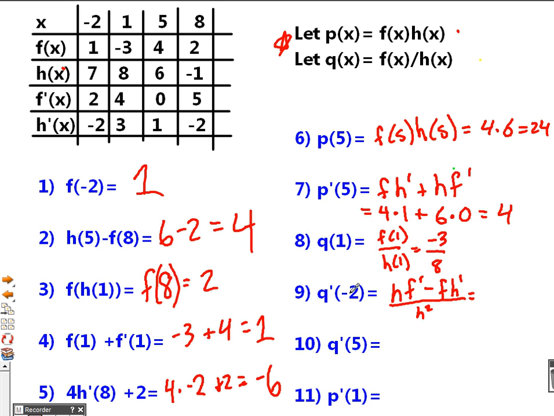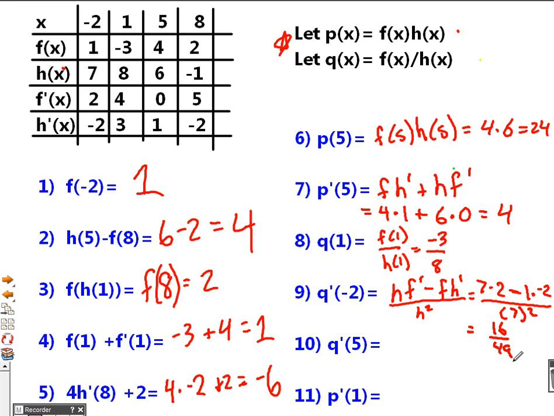So h of, in this case, negative 2. h of negative 2 is 7. f prime of negative 2 is 2. Minus high, so f of negative 2 is 1. And d low, h prime of negative 2 is negative 2. All over low squared, not h prime like I just did there by accident. h of negative 2 is 7, so it shouldn't be negative 2 squared, it should just be h squared, 7 squared. Okay, and you'll simplify that. You get 14 minus negative 2, so that's 16 on top, and 49 on the bottom, and that's it.